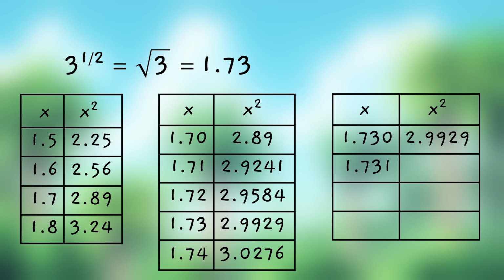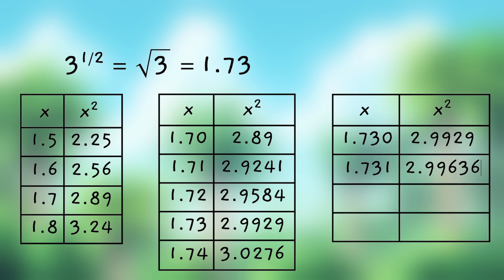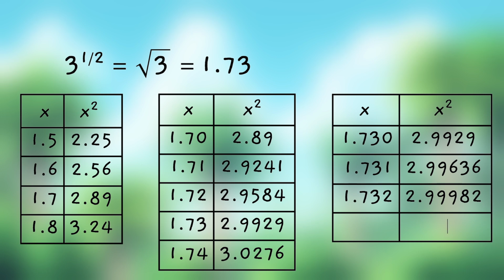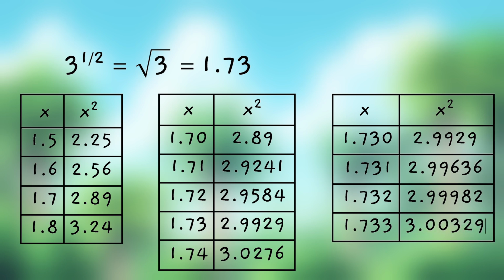What about 1.731? Get a little bit bigger. Square that, you get 2.99636. Let's go and check the next possibility, 1.732. Square that, you get 2.99982. It's still too small, still less than 3. What about 1.733? If you square that, you get 3.00329. Now too big. That lets us know it has to be between 1.732 and 1.733. So we'll put a 2 there.